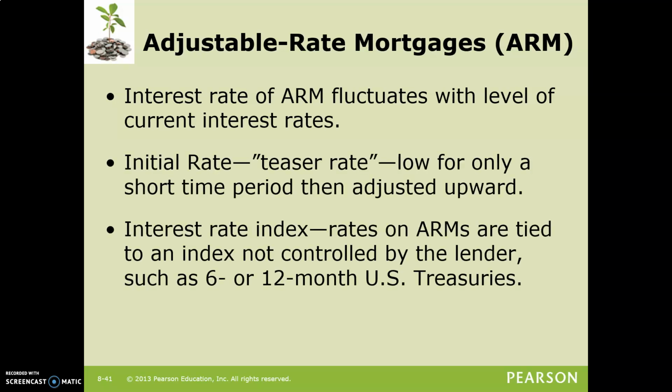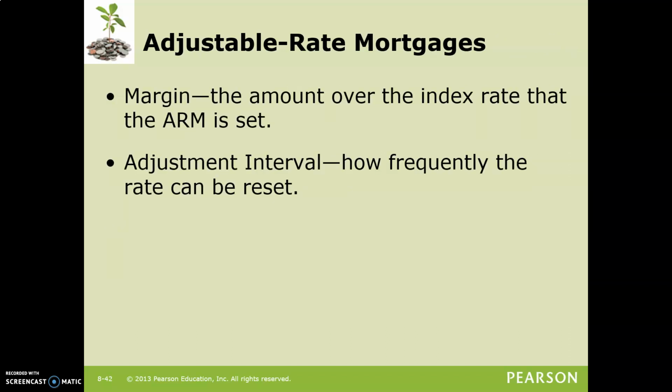Then we have adjustable rate mortgage. Adjustable rate mortgage, the interest rate of ARM fluctuates with the level of current interest rate. Initial rate is the teaser rate, usually low for only a short period of time, then adjusted upward. Interest rate index: rates on ARM are tied to the index, not controlled by the lender, such as 6 or 12 month US Treasury or Malaysian T-bills. Margin is the amount over the index rate that an ARM sets, and adjustable interval is how frequently the rate can be reset.